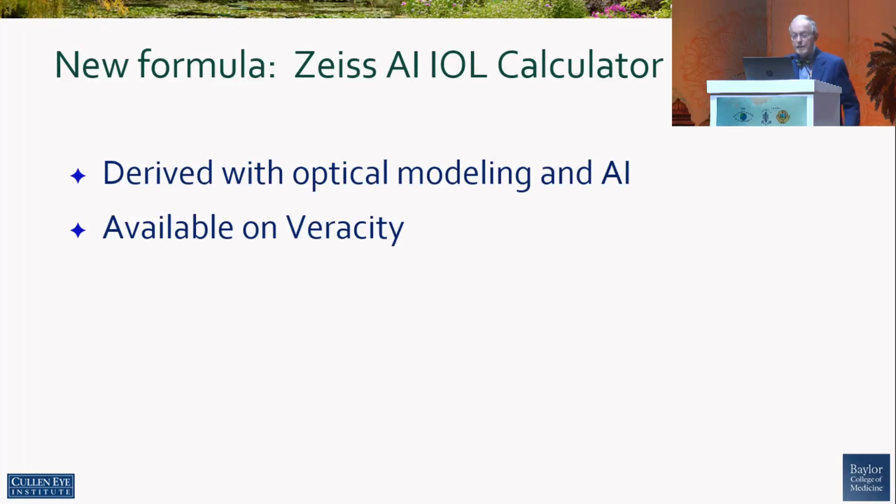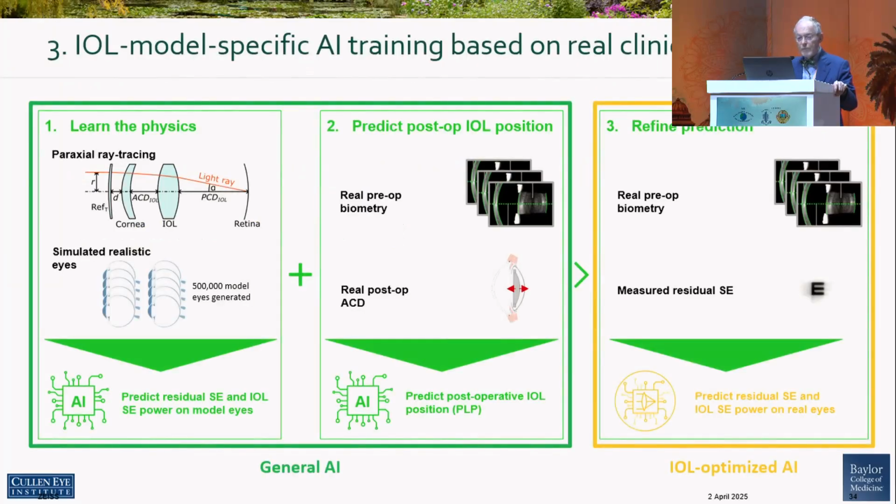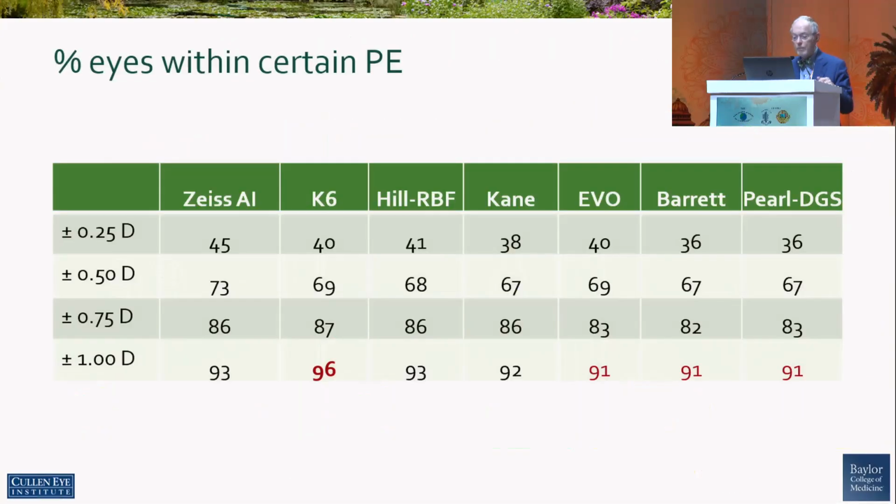This is the Zeiss AI IOL calculator, which is available from Zeiss, but it's only available on their program Veracity. And what it does is it first takes 500,000 eyes and then ray tracing using real parameters. It then looks at the post-op prediction with those and compares it to those other calculations, and the formulas are constantly refined by post-operative data.